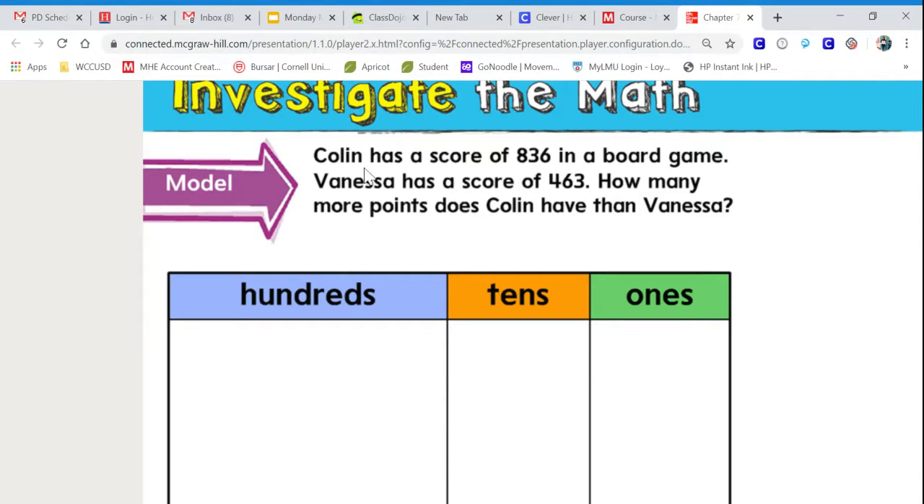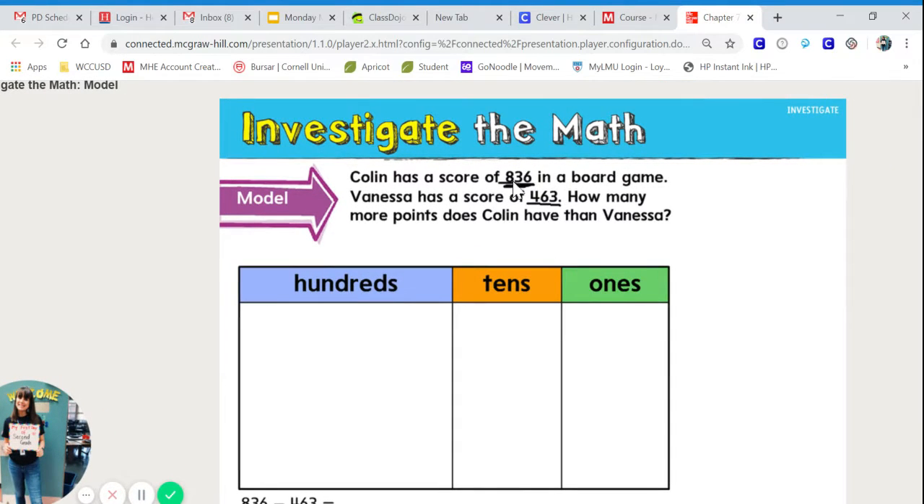Ready? Colin has a score of 836 in a board game. Oh, he got a score of 836. All right, we're underlining what we know. Vanessa has a score of 463. Practicing these numbers, 463. How many more points does Colin have than Vanessa? Okay, so Colin has more. We already know because 800 is bigger than 400.